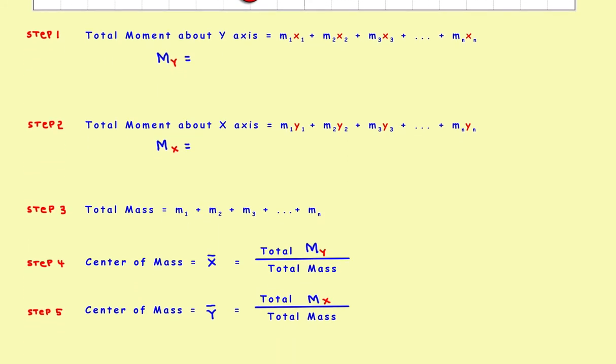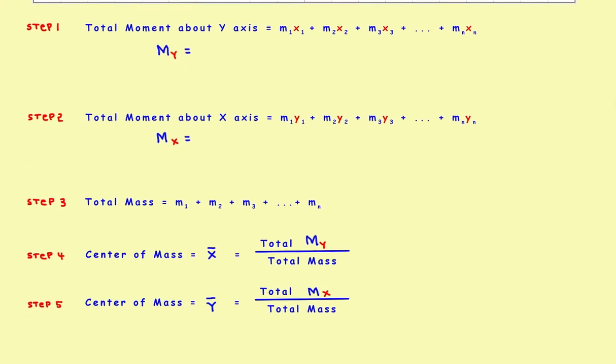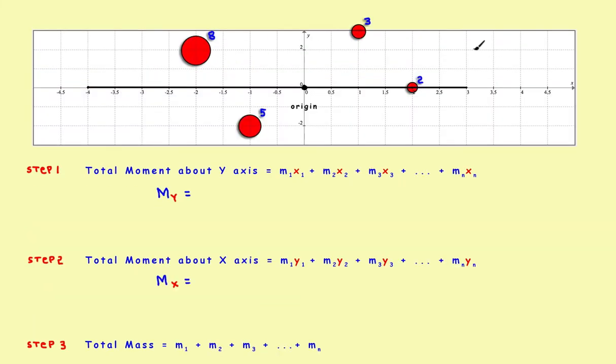We'll scoot down. And again, definitely watch the video if you haven't done it. But it had 5 steps. And the idea is that you found the moment about the y-axis, you found the moment about the x-axis, you found the total mass of the system, then to find the x-coordinate of the center of mass, you took the moment about the y-axis divided by the total mass, and to find the y-coordinate, then you took the moment about the x-axis divided by the total mass. So it's actually a pretty easy series of steps to use. And again, going back looking at a picture of it, the idea is if you had a two-dimensional point mass system, this series of steps made it easy to find the center of mass.